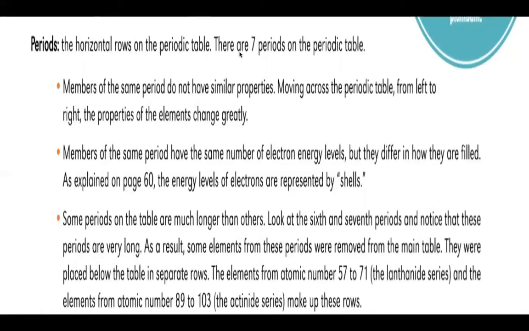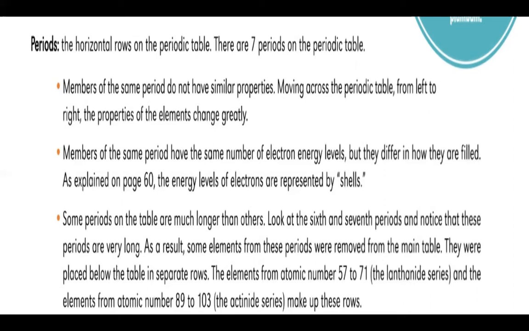Members of the same period do not necessarily have similar properties, meaning that a lot of times when you have a row, the element at the top could be vastly different from the elements down below. Take the first row, first period, for example. You got hydrogen on the top. Hydrogen is incredibly different to a lot of the other elements on there. For example, as we'll talk about later, a lot of those elements are incredibly reactive, but hydrogen is not, right?